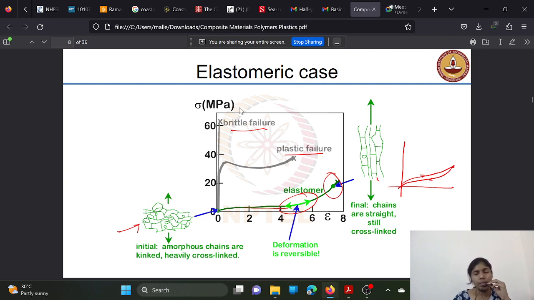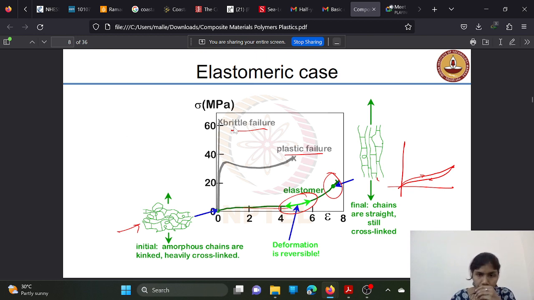See, in the previous slide you have seen brittle failure and plastic failure. Here we will see the elastomeric case. Here the green line at the bottom shows you the elastomer case. Initially the amorphous chains are kinked and heavily cross-linked, and in this region the deformation is reversible, and finally the chains are straight and still cross-linked. That means this is the same as the elastic region.